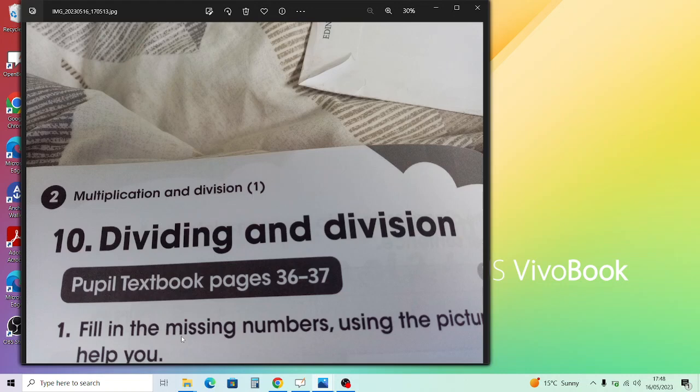So 15, and you have to share them between 3 people. How would you do that? So 3 times 5, 15 divided by 3. So dividing is by sharing, and there'll be so many pencils there.